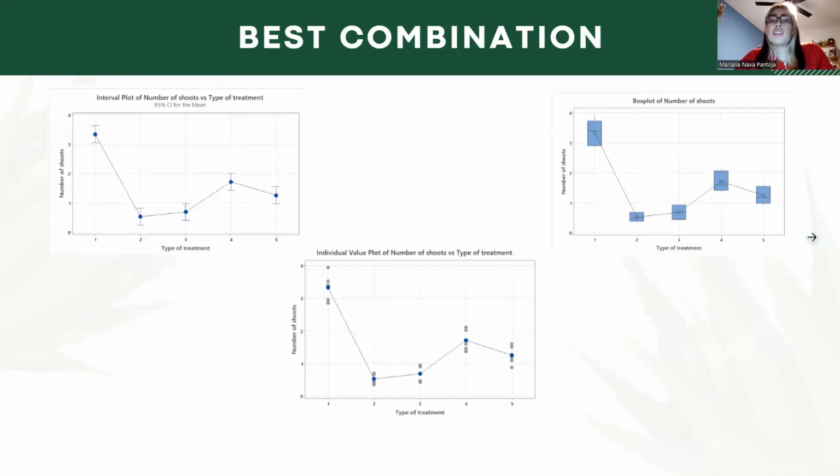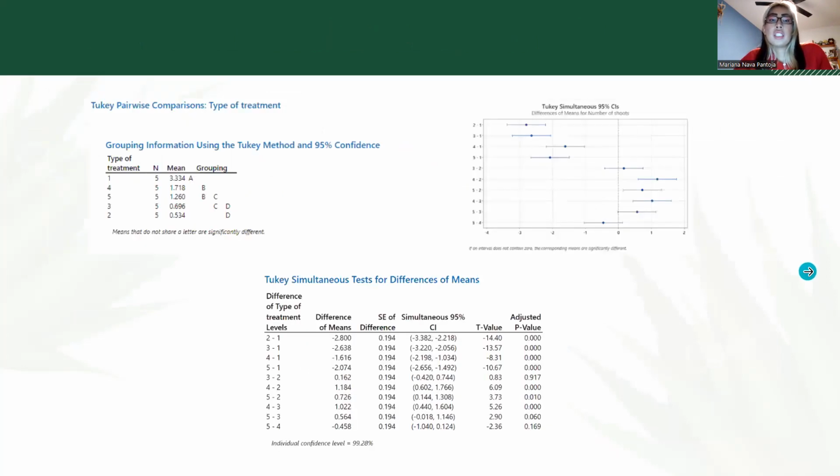Finally, to see which is the better treatment, we're going to use interval plots and box plots. We can see that the best treatment will be treatment number 1, as it has a higher mean. This means that there were more shoots grown per explant. And we can see that this is true because of the Tukey pairwise comparisons.